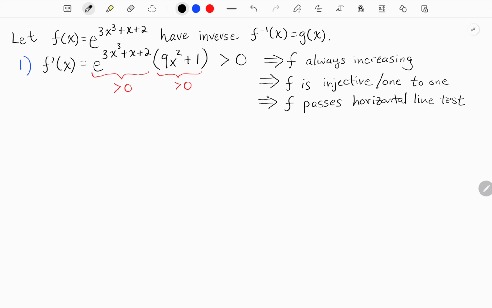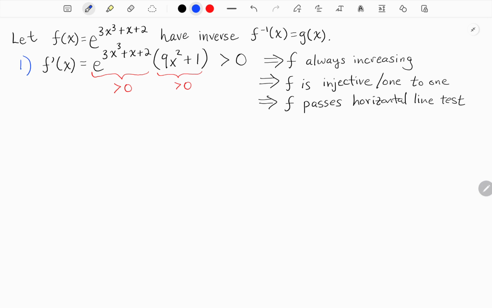Because if it didn't pass the horizontal line test, if you inverse it, the horizontal line is going to turn into a vertical line, so its quote-unquote inverse is not going to pass the vertical line test. The graph of its inverse function will not pass the vertical line test, which means this inverse cannot be a function in terms of x, right, where x is the input on the horizontal axis, the x-axis. Okay, so we show that this e to the 3x cubed plus x plus 2 has an inverse. The inverse of f, I'll call it g of x.